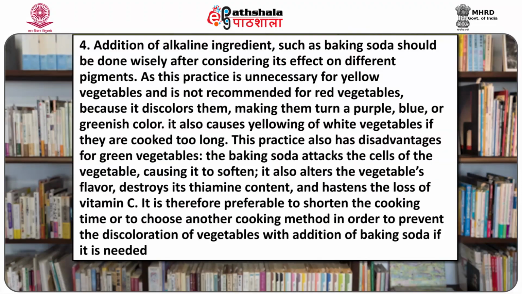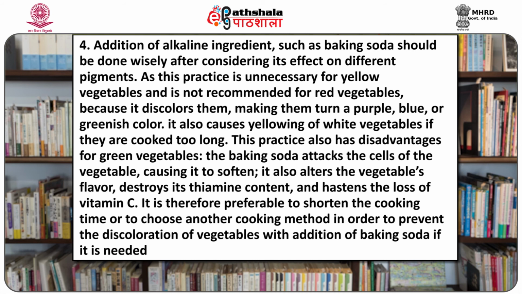Addition of alkali such as baking soda should be done wisely after considering its effect on different pigments, as this practice is unnecessary for yellow vegetables and is not recommended for red vegetables because it discolors them, making them turn purple, blue or green in color. It also causes yellowing of white vegetables if they are cooked too long.